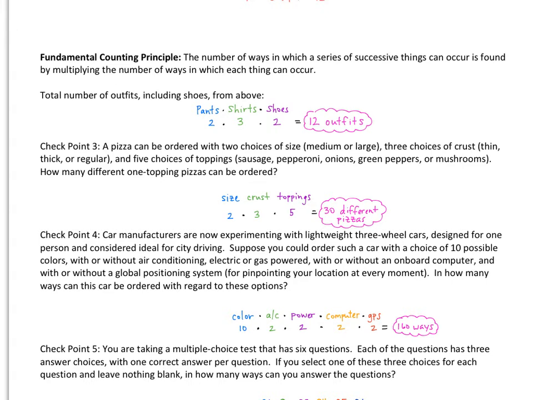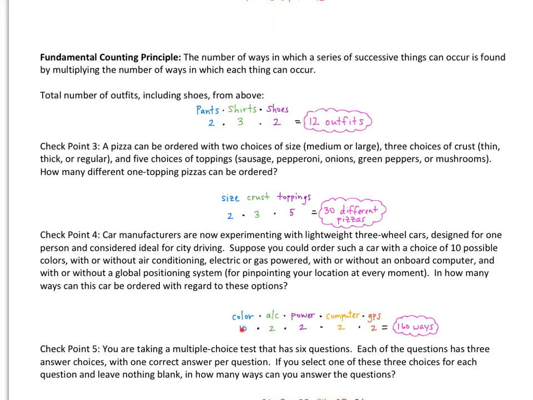So this one's dealing with cars. Car manufacturers are now experimenting with lightweight 3-wheel cars designed for one person and considered ideal for city driving. Suppose you could order such a car with a choice of 10 possible colors, with or without AC, electric or gas powered, with or without an onboard computer, and with or without a global positioning system, GPS, for pinpointing your location at every moment. In how many ways can this car be ordered with regard to these options?